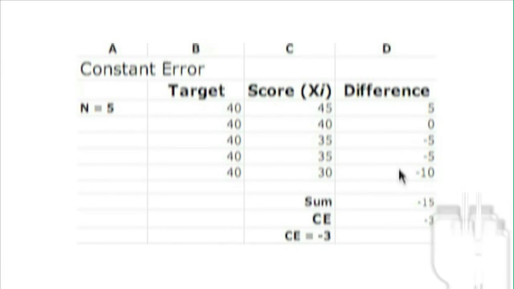The next step in the formula is to sum the different scores that you see in column D, and that equals a negative 15. The next step in the formula is divide by n, and that's the number of trials, and we know in this example that the subject moved their arm 5 times. Negative 15 divided by 5 leaves you with a negative 3. So on average, the subject scored 3 units short of the target value of 40.